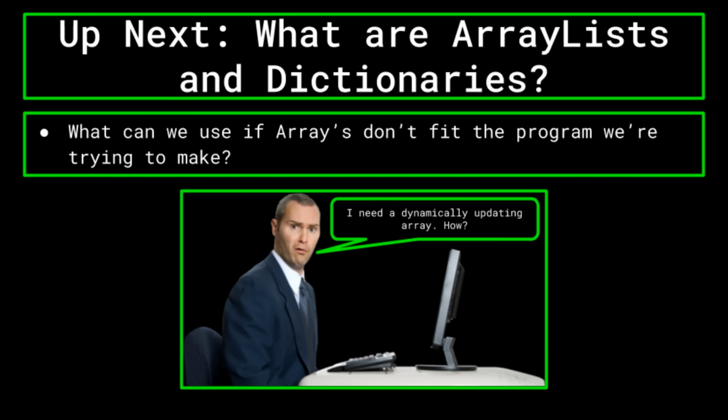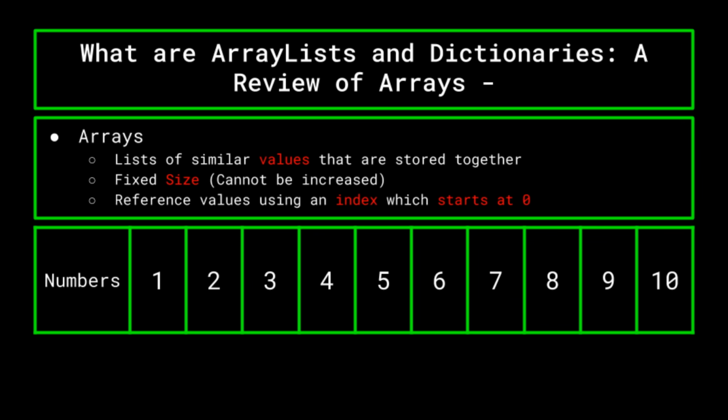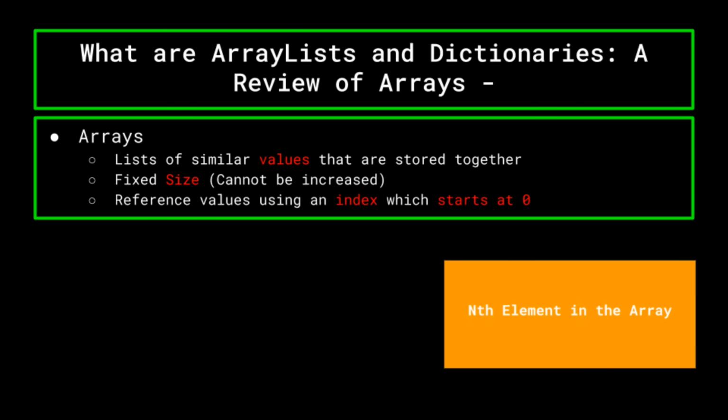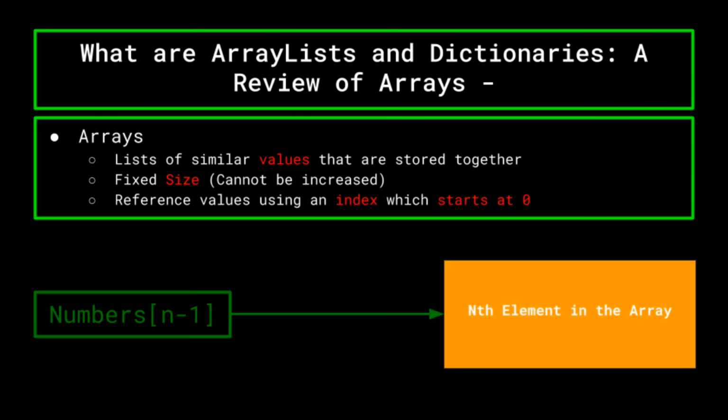But before we get into those, let's get a little review and reinforcement of arrays. As you may remember, arrays are basically lists of values that are stored together. When you initialize an array, you give it a size, and this size is fixed. You won't be able to increase the size of the array, so when you make an array, its length is final. To access the values in an array, you reference them using an index which starts at 0. What this means is that the first item of an array is not at position 1, it is at position 0, and its position is commonly referred to as its index location. So, to find the nth item in an array, you would refer to it as index location n-1.